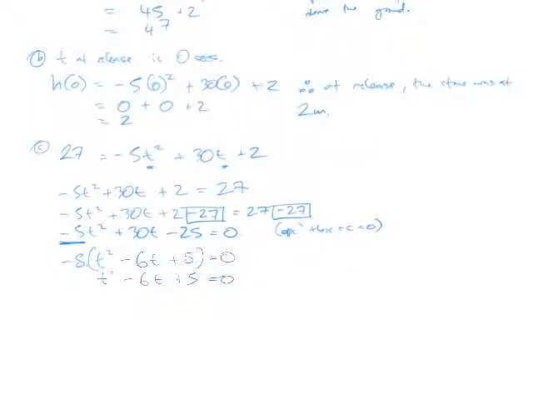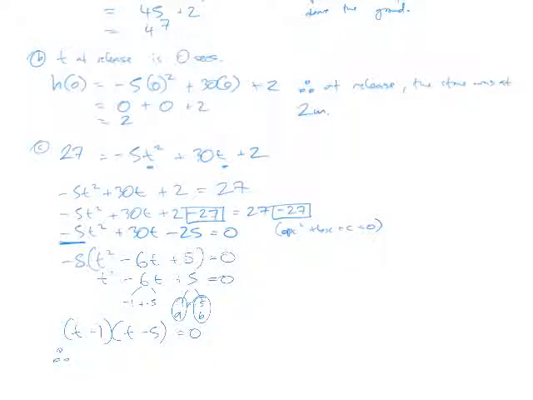So let's try using the flowchart idea. Sum product rule: 1 times 5 will give me positive 5. It won't give me negative 6, but negative 1 times negative 5 will give me positive 5. Negative 1 plus negative 5 will give me negative 6. So that's my a, that's my b. So (t take 1)(t take 5) is equal to 0.